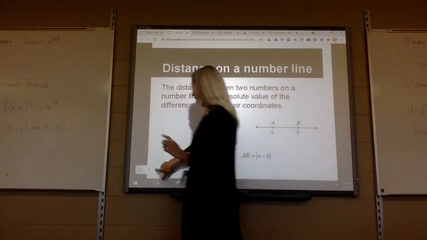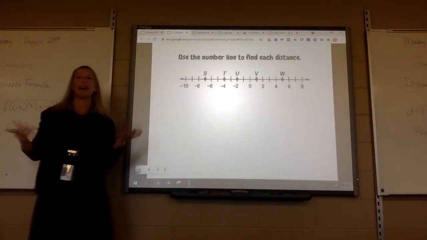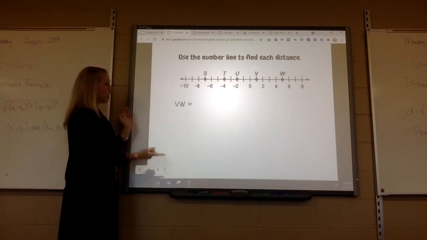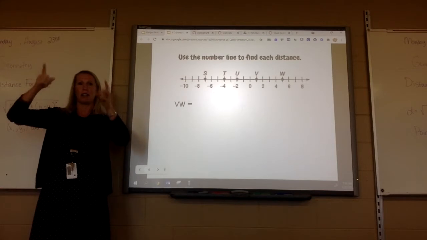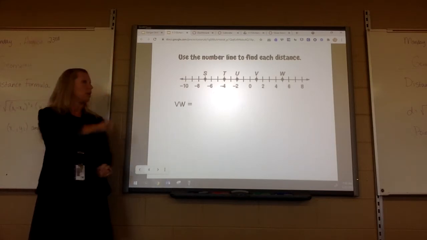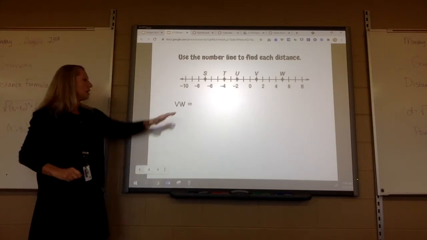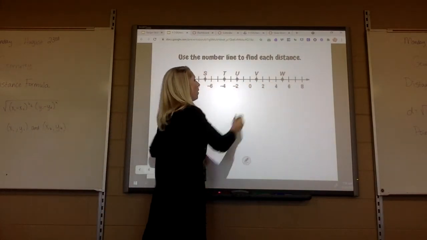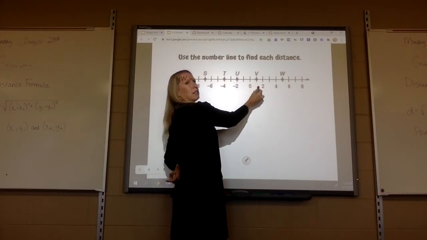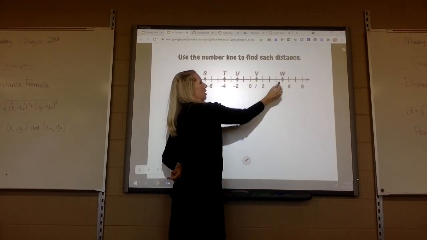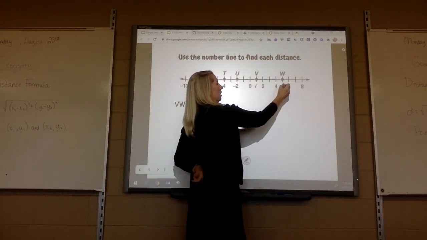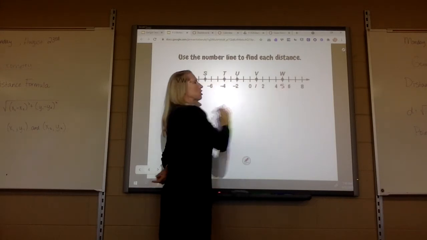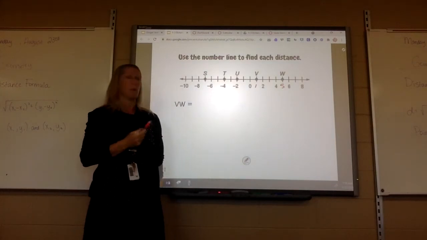So you will have some problems where you just have to find the distance on a number line. There's a couple different ways to do it. You can just subtract the numbers and take the absolute value, or you could just count the distance. So if I want the length from V to W, what is the location of V? That would be 1. What number would W be? 5. So you could just subtract the numbers. What's 1 minus 5?